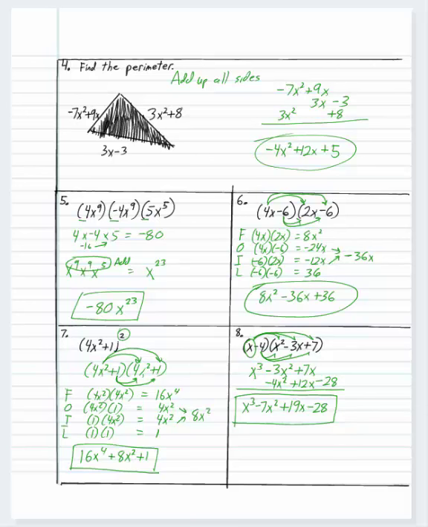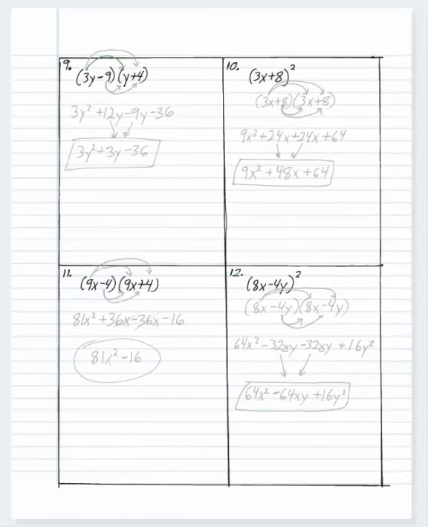Alright, number 9. First we'll do 3y times y, which is 3y squared. Then we'll do 3y times 4, which is 12y. Then negative 9 times y, which is negative 9y. And negative 9 times 4 is negative 36. And the middle two can combine. 12 minus 9 is 3y. So we have 3y squared plus 3y minus 36.